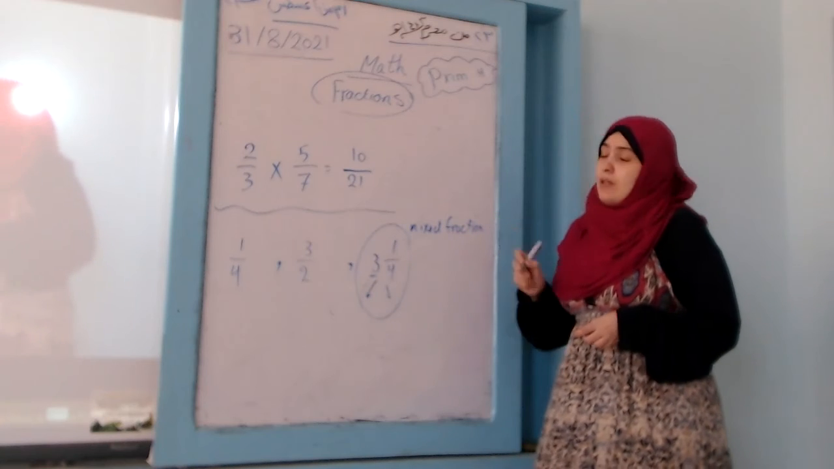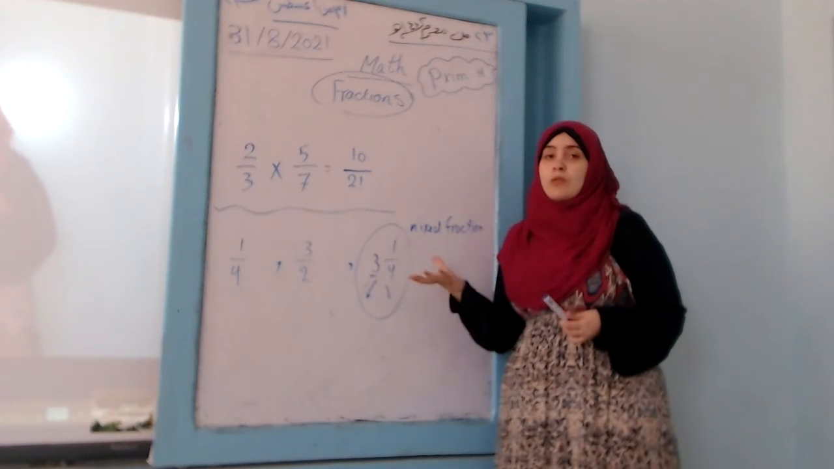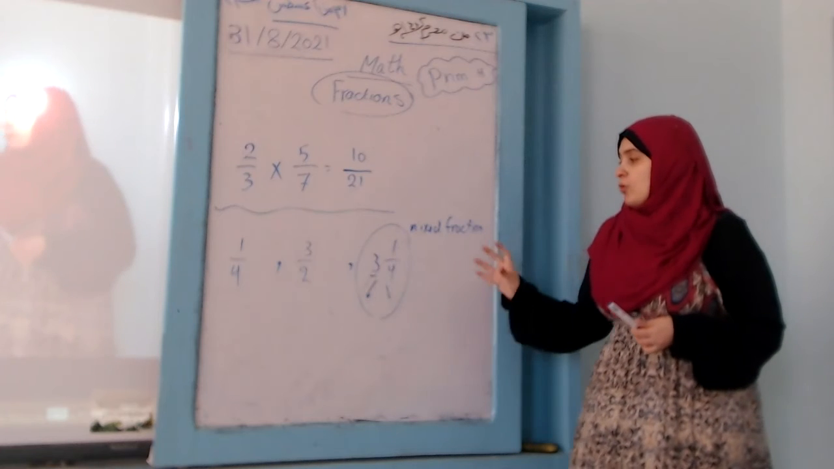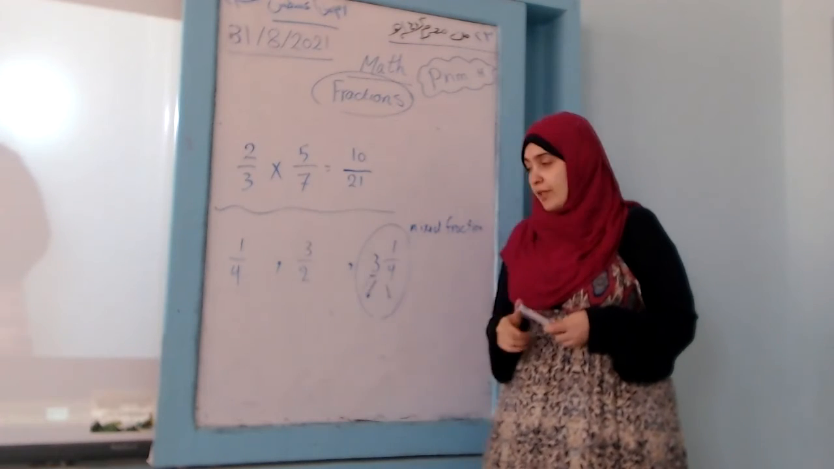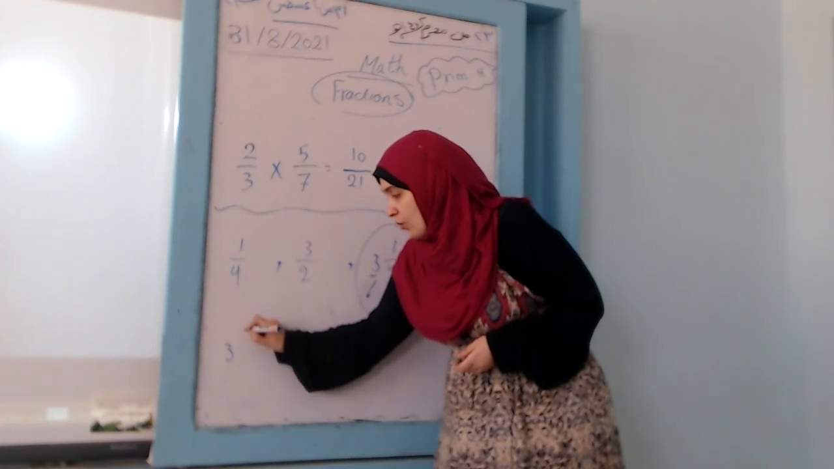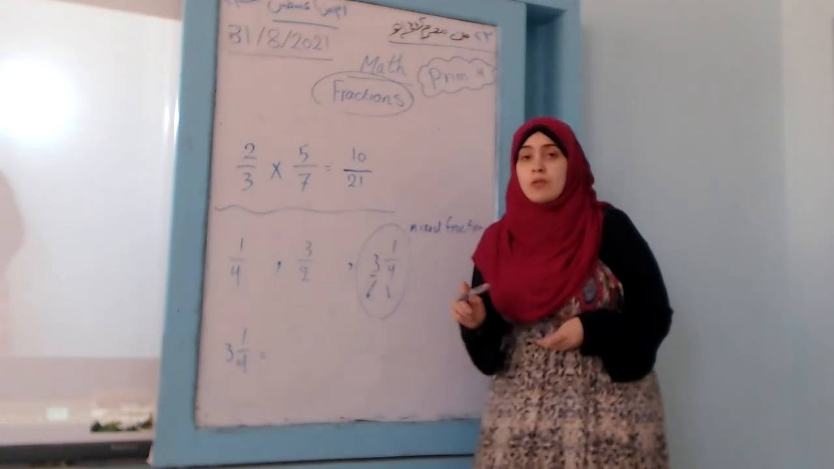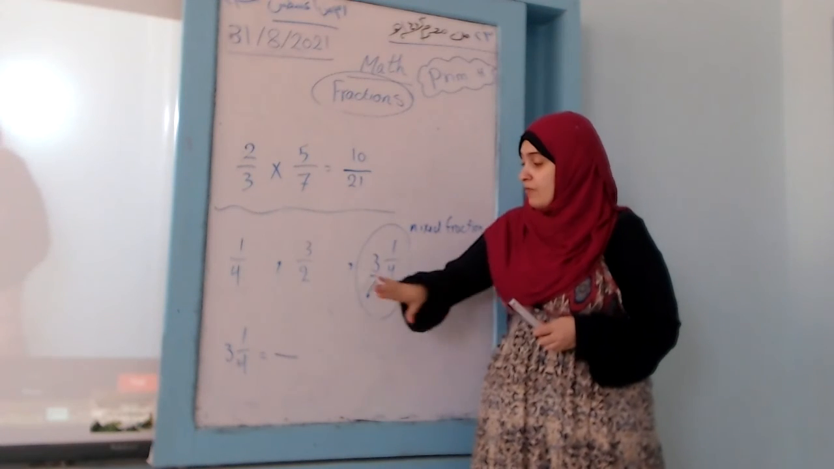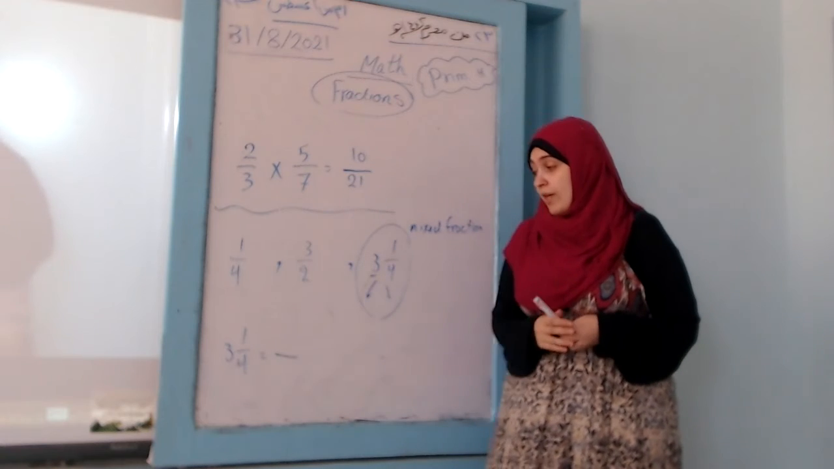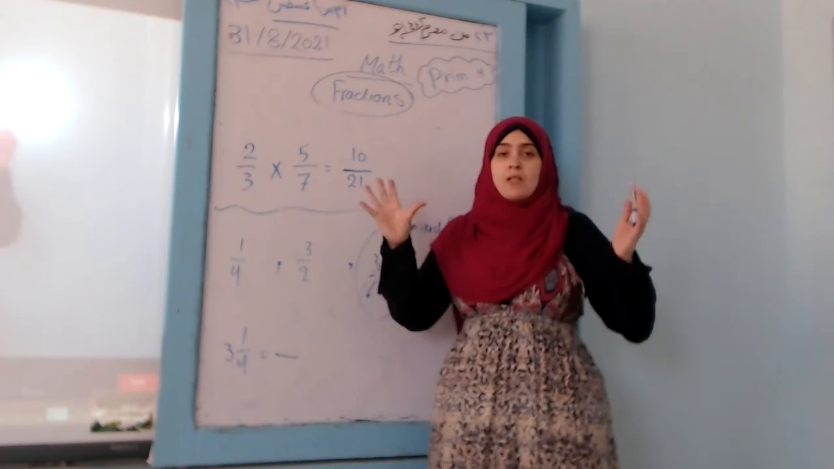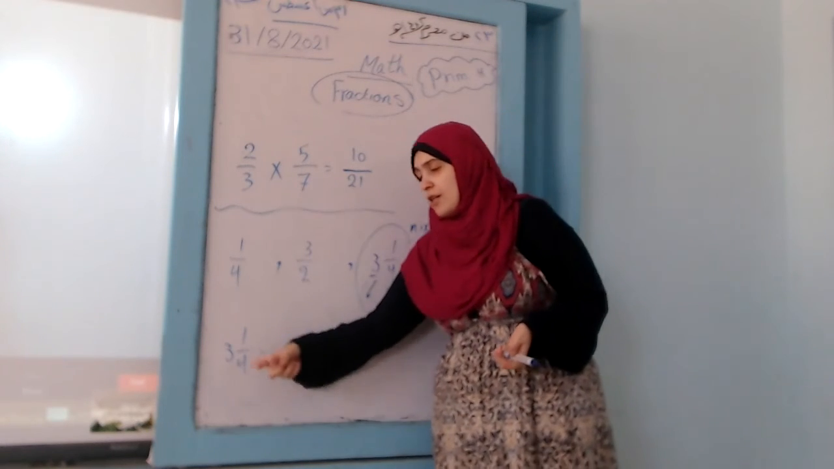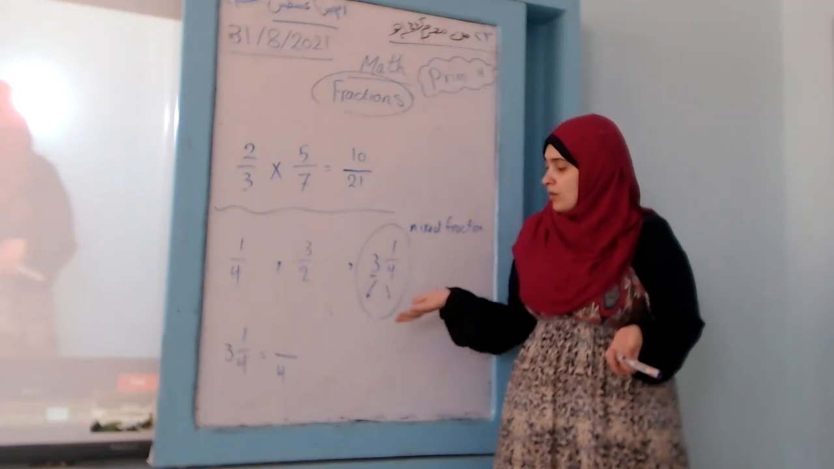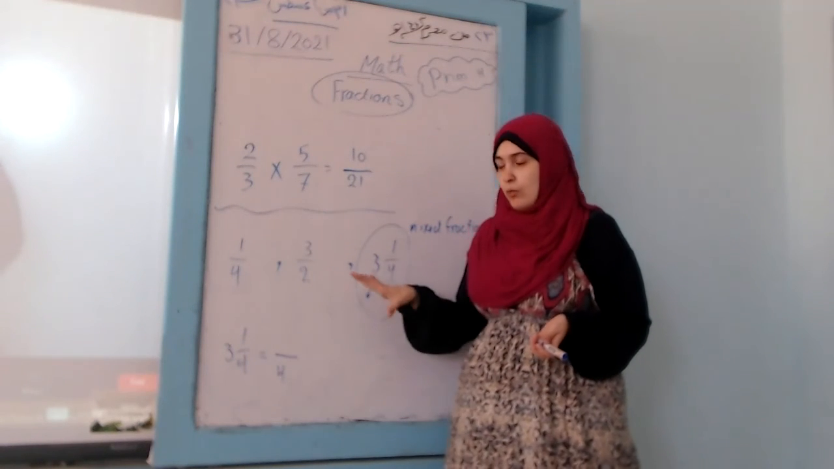In some cases, I want to convert this mixed number to an improper fraction. How do I convert any mixed number to a fraction? If I write 3 and 1 over 4 and I want it to be a fraction, fraction means I have a fraction line, a number up and a number down. The denominator is the main thing in our fractions. Here I have 4, so my denominator will be 4.